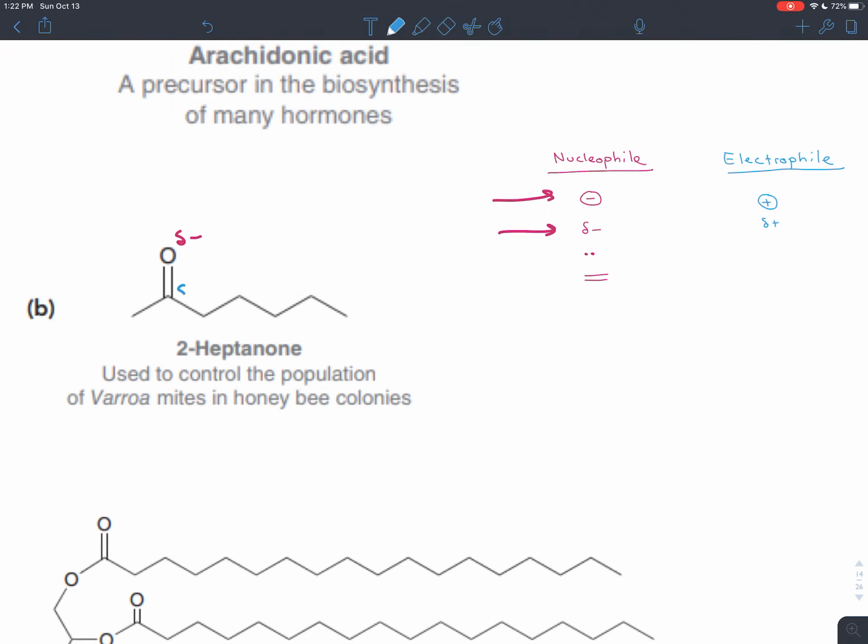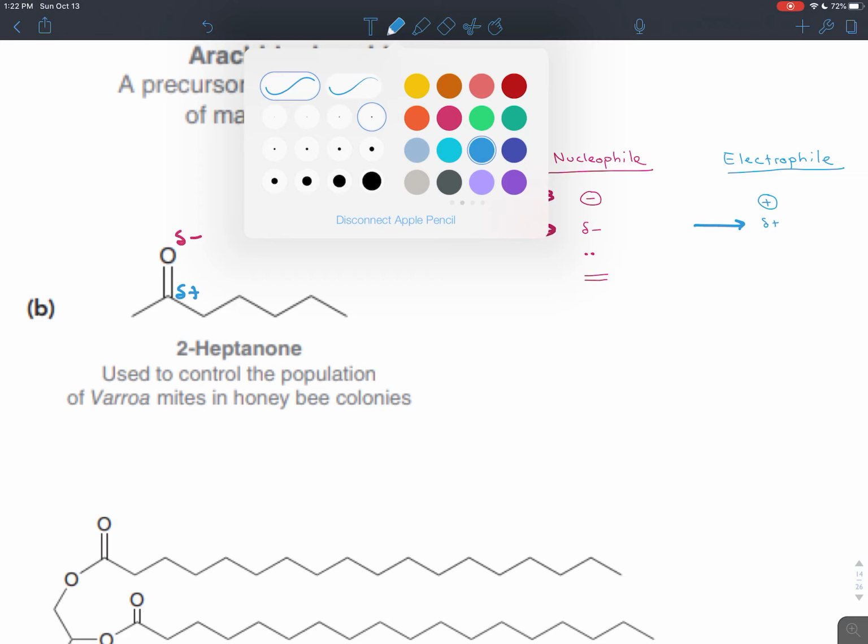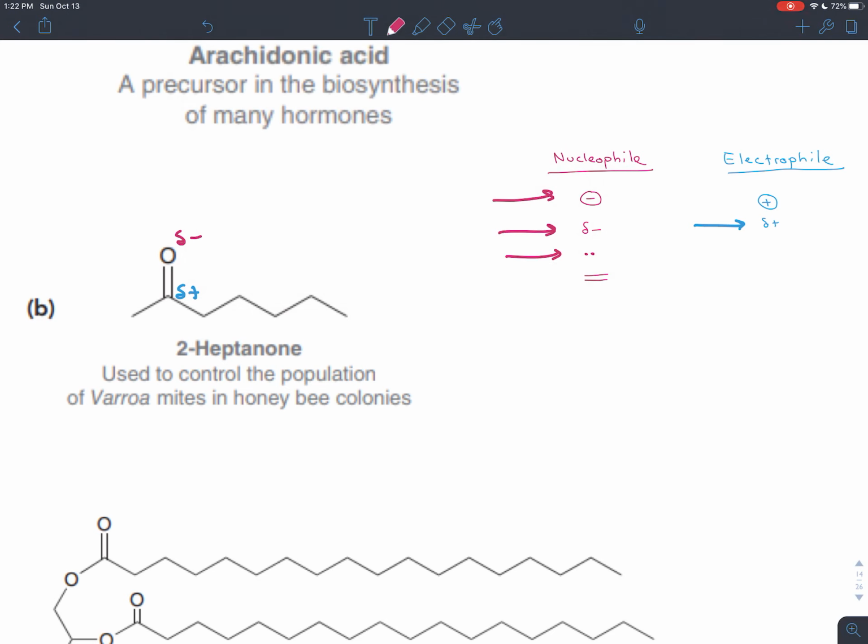The oxygen is pretty electronegative. It pulls the electrons to itself, takes them away from the carbon, and so we see also that we have a slightly positive electrophilic center there. Do we have any lone pairs? We do. There are two on the oxygen. Another sign that that's a nucleophile. Do we have any pi bonds? We do, this pi bond here.